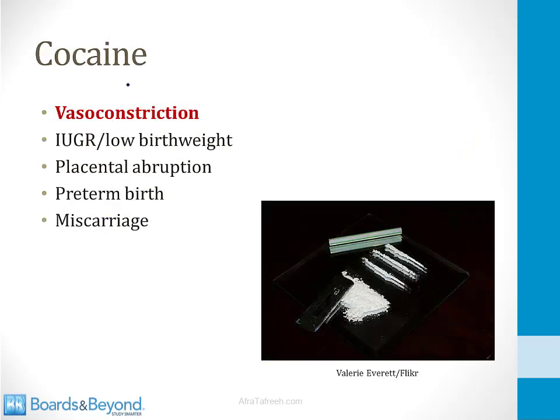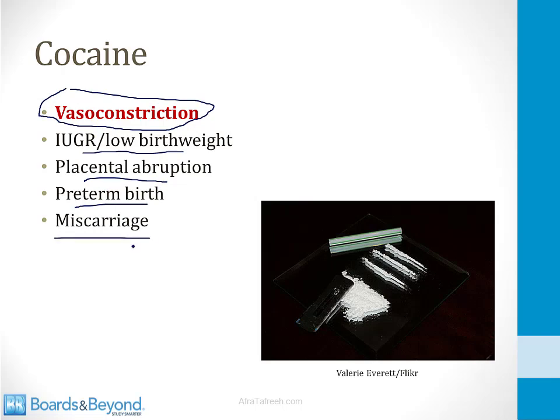Using cocaine is also dangerous to the baby during pregnancy. Just like nicotine, cocaine causes vasoconstriction, and therefore the effects of cocaine on pregnancy are similar to those of smoking. Babies born to mothers who use cocaine are often small with low birth weight, and there's an increased risk of placental abruption, preterm birth, and even miscarriage.